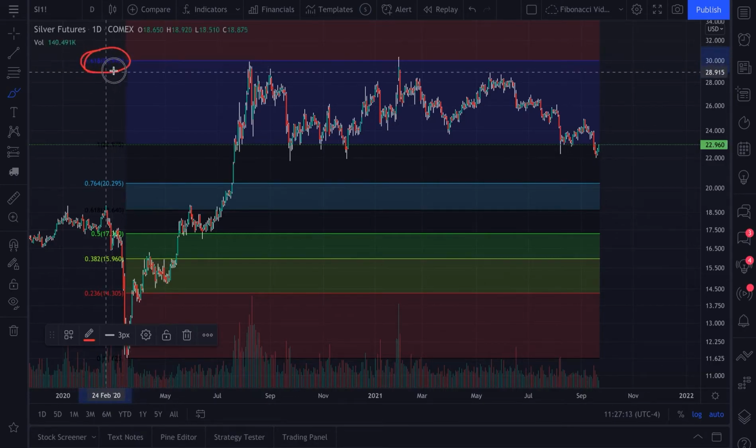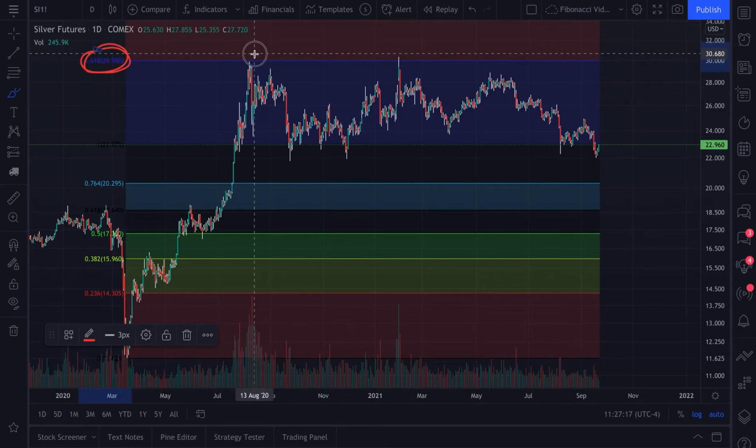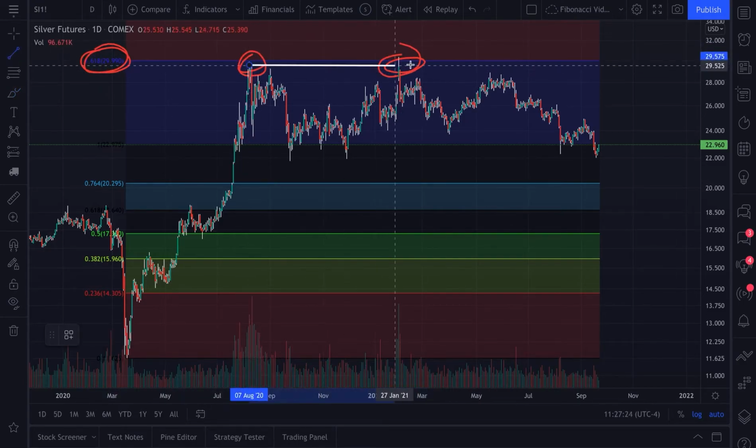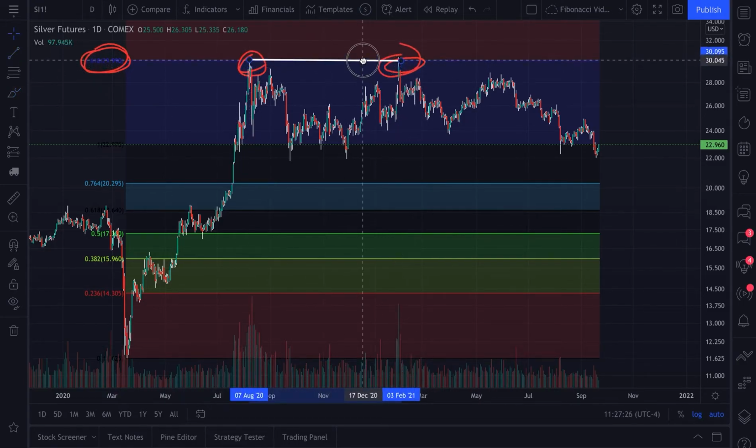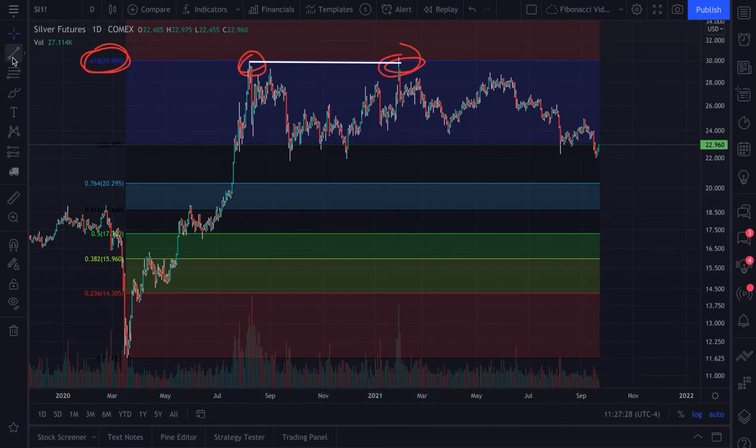1.618 is right here. The golden ratio also, in this example, happens to correspond with the last 2 highs, which created a fairly epic double top. So what does that tell you? That tells you that you probably want to keep this level in mind. Not only does the Fibonacci golden ratio correspond here, there's also 2 double tops at this same zone.